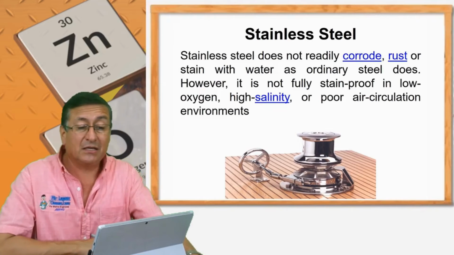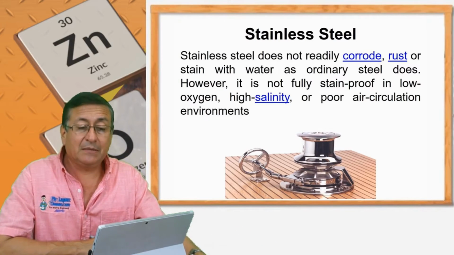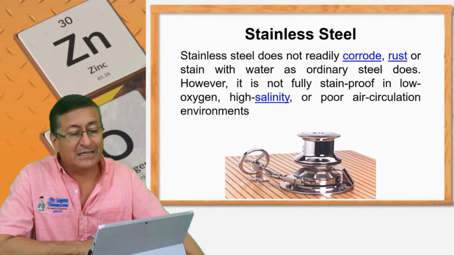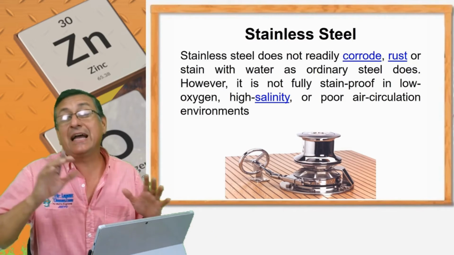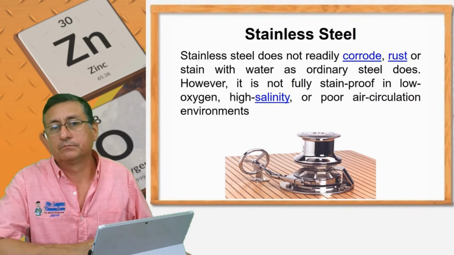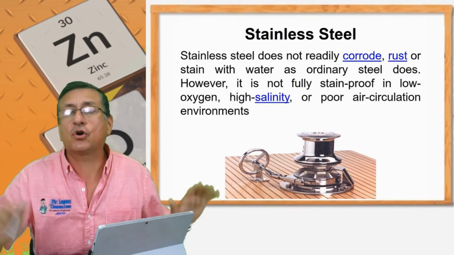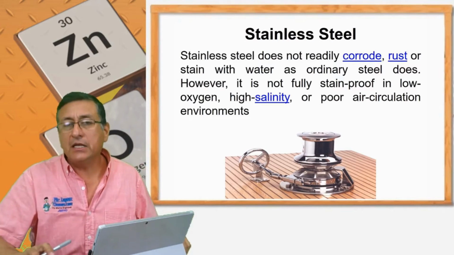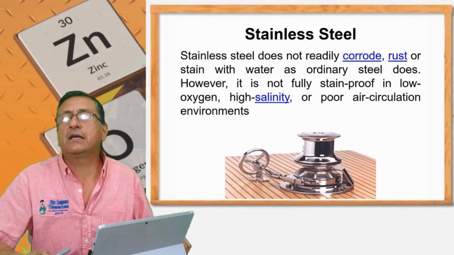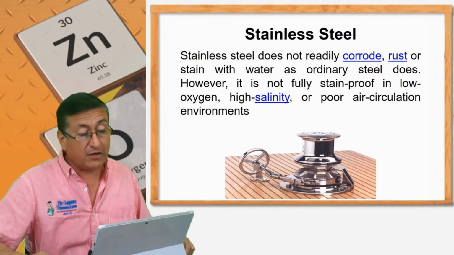Stainless steel does not corrode, but in high salinity environments it is corroded a little. Yeah, it's not completely zero corrosion. No, it's a little corroded, especially depending on the environment, on the salinity of the environment.